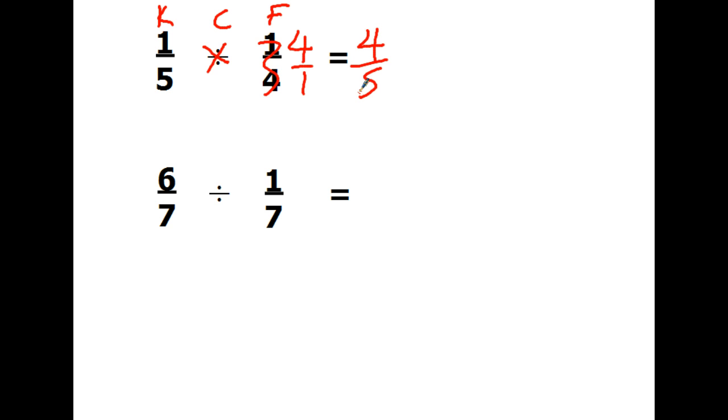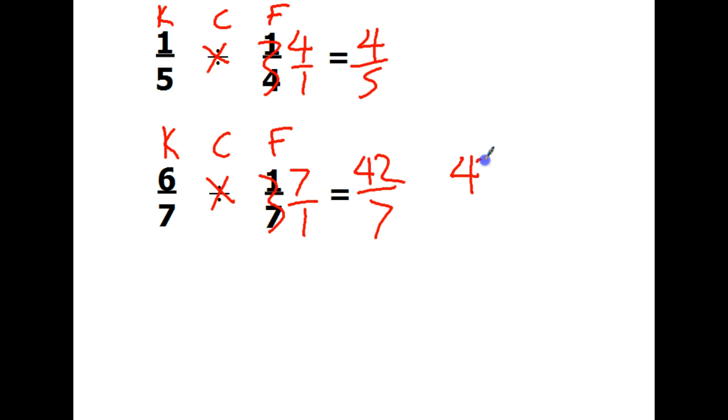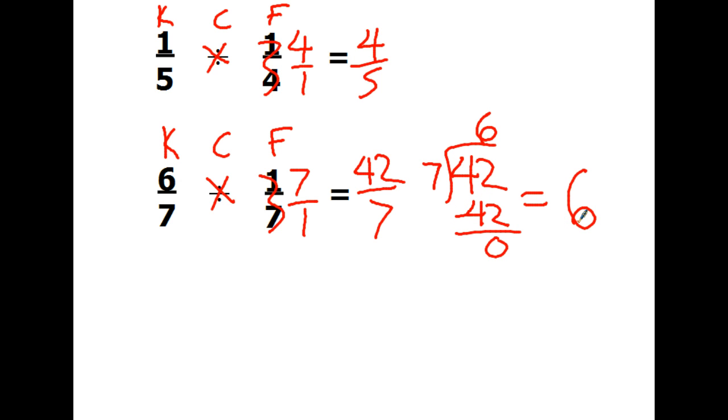6/7 divided by 1/7. Keep, change, and flip. Change the sign. Flip this over to 7 over 1. 6 times 7 is 42. 7 times 1 is 7. Got an improper fraction, so I'm going to take 42 divided by 7. Well, I'm pretty sure right back here we just did 6 times 7, and it was 42. So it's going to go exactly 6 times with nothing left over. So my answer is 6. Of course, if I have 6/7 and I break them into 1/7 pieces, I'm going to end up with 6 of them.